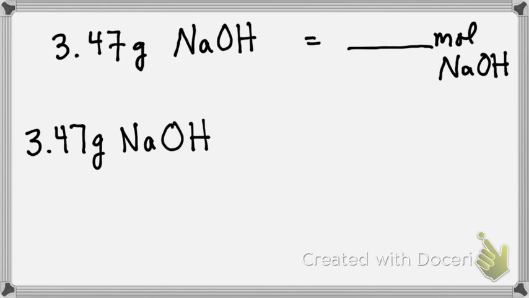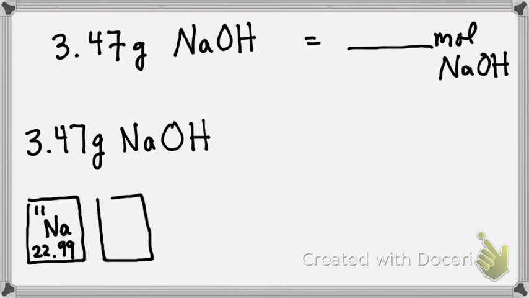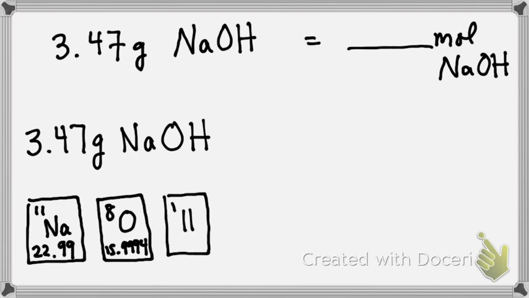Now, if you look at your periodic table, element 11 is sodium. Sodium has a mass of 22.99. Oxygen, which is element 8, has a mass of 15.9994. And hydrogen, element 1, has a mass of 1.0079. And I'll just add all of these together.